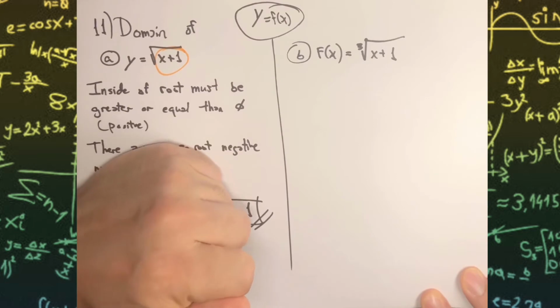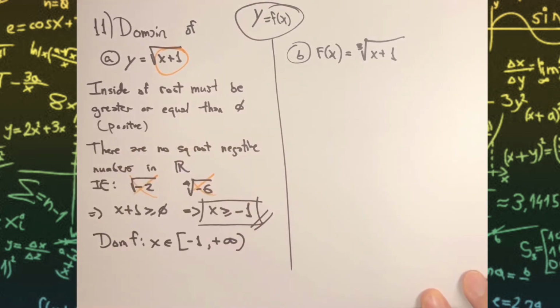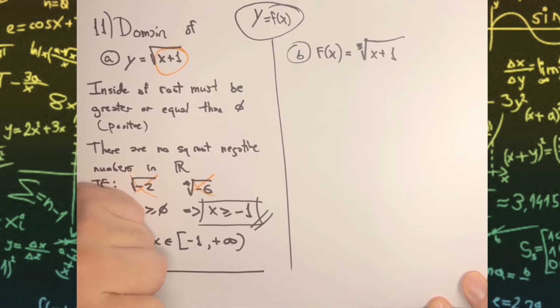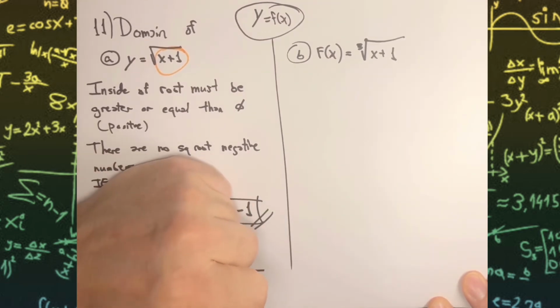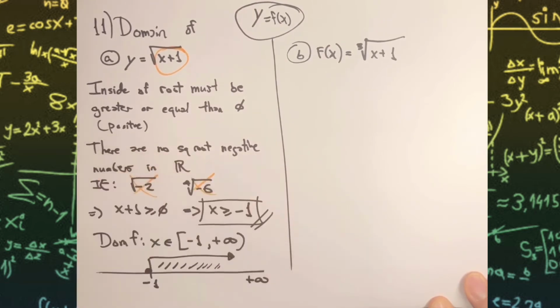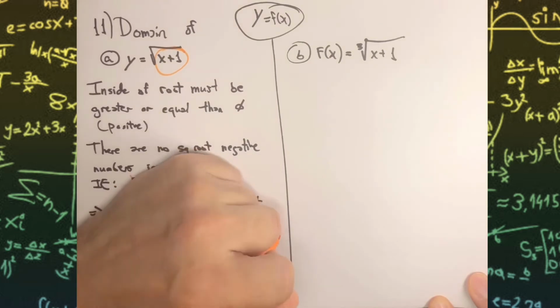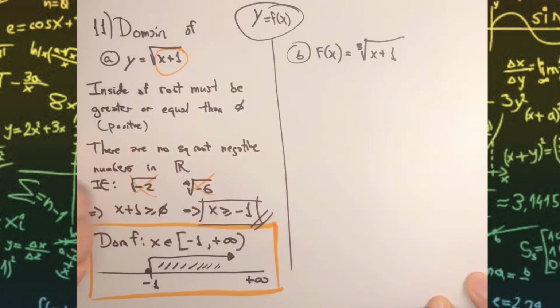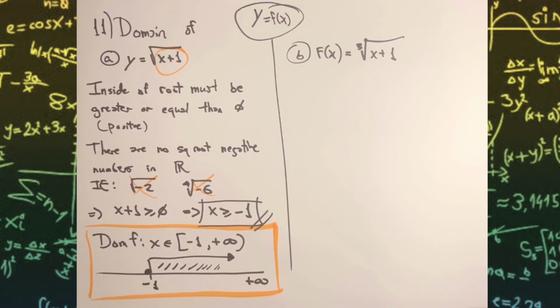Therefore, the domain of the function is the interval solution of the inequation, which is -1 closed to positive infinite. We can represent that graphically in the real numbers. That's it. We put our square bracket, and that is the domain of A, y equals square root of x plus 1. Now, for B, we have a cubic root.